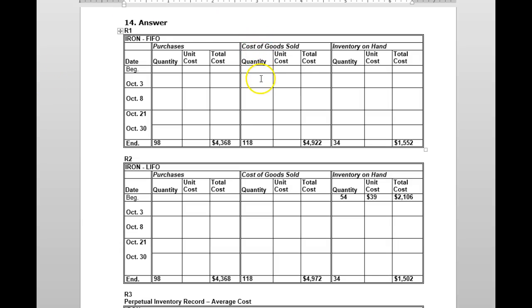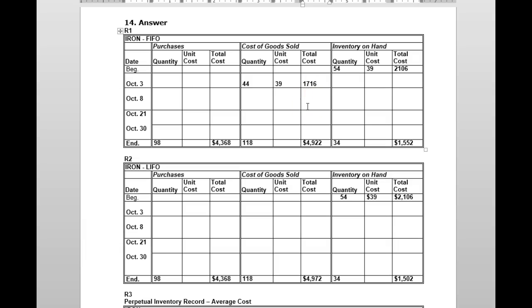So in October, you sold 44 of these, and the unit cost they gave you, 54 at 39, which would go right here, with a total cost of 2106. Okay, so we've got it set up. You sold 44. They cost $39 each. So you had a total cost of $1716.